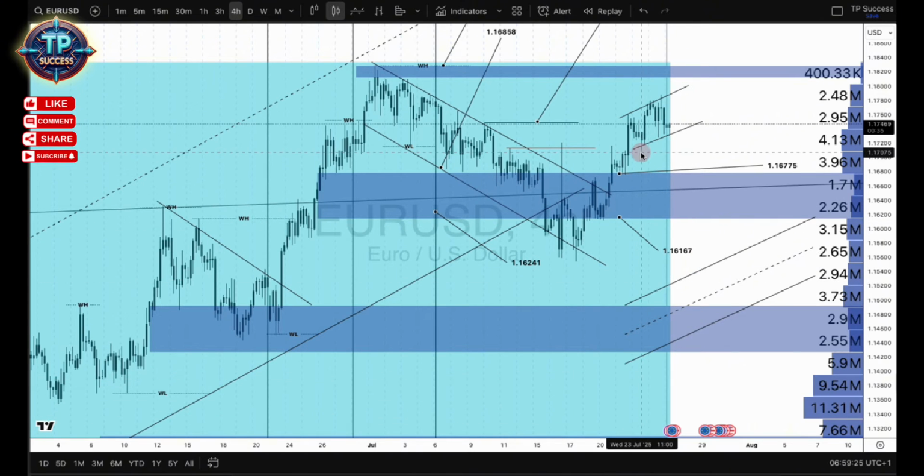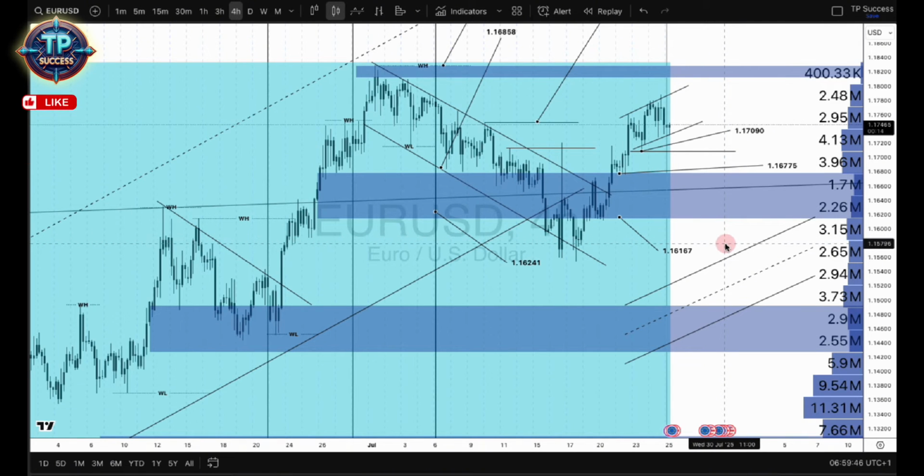And then we're going to mark out this area right here as a possible area of interest, which is 1.17090, right? So we're going to put a little level on there. And then what we're waiting for is to see if price is going to close below that. If price closes below that, okay, it does not necessarily mean this is where we begin to start selling.